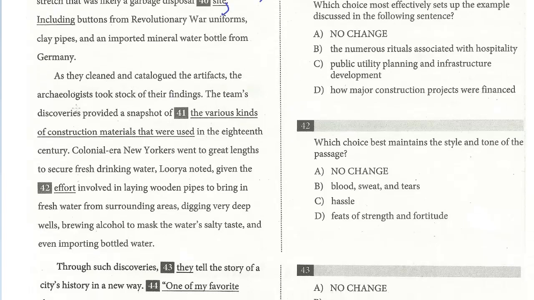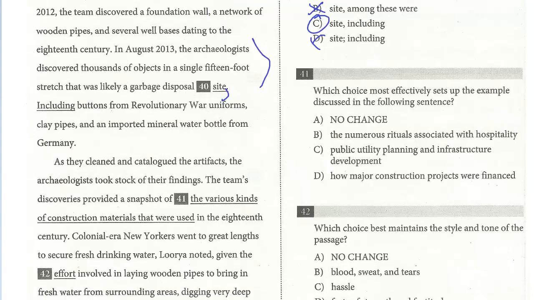As they cleaned and cataloged the artifacts, the archaeologists took stock of their findings. The team's discoveries provided a snapshot of the various kinds of construction materials that were used in the 18th century. Colonial era New Yorkers went to great lengths to secure fresh drinking water. And so for 41, we want to set up the example that follows. So the team discovered a snapshot of the kinds of construction materials that were used. If we look further, we've got to read further before we answer this question.